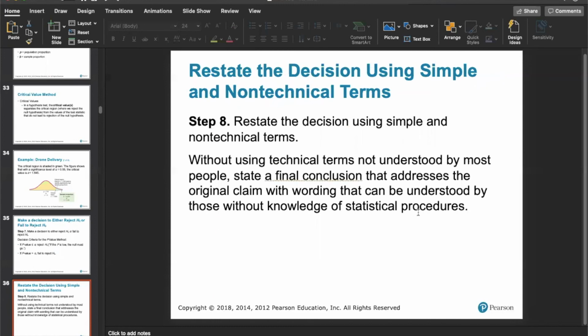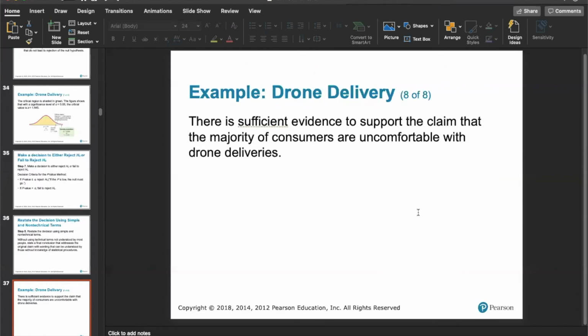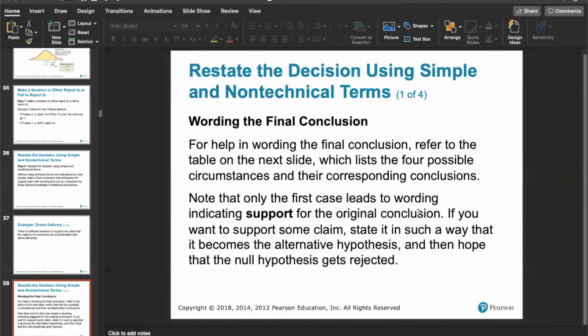So for step 8, we want to restate that decision using a simple non-technical term. So without using our typical terms, we want to state a final conclusion. So for our drone example, there's sufficient evidence to support the claim that the majority of consumers are uncomfortable with drone deliveries, which is supported by our data. So if you ever need help wording it, you can refer to the table in the next slide, which would be really helpful. You just want to make sure it's supporting your original conclusion.